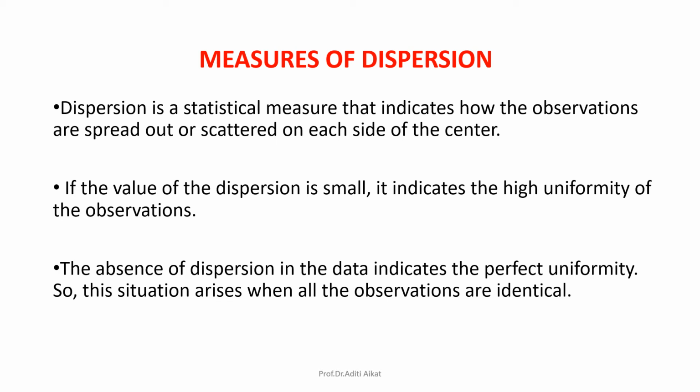If the value of the dispersion is small, it indicates high uniformity of the observations. And the absence of dispersion in the data indicates perfect uniformity. So this situation arises when all the observations are identical.